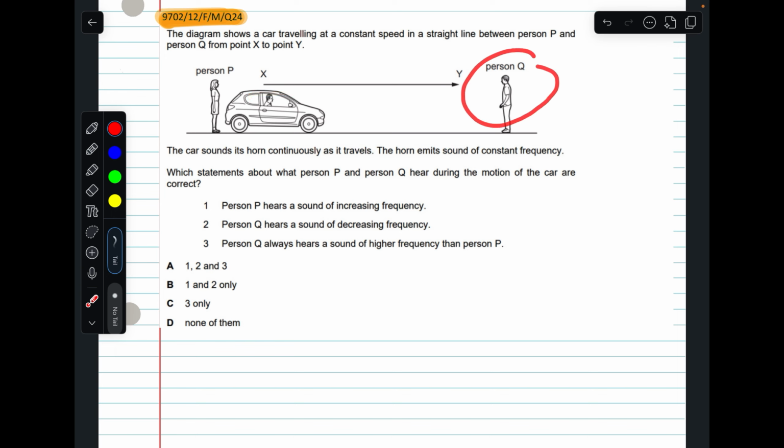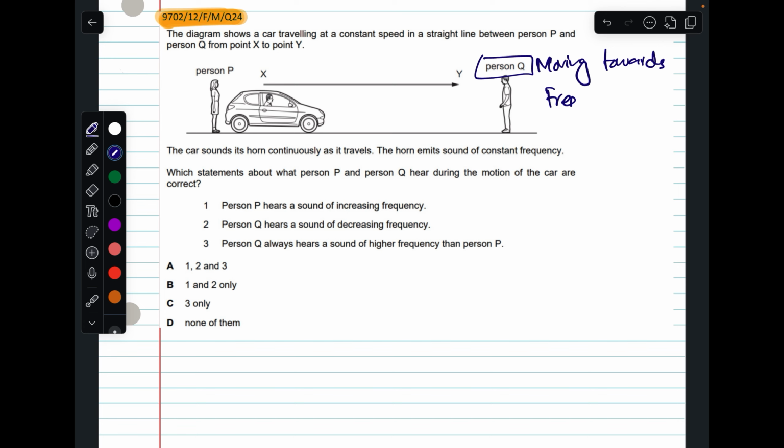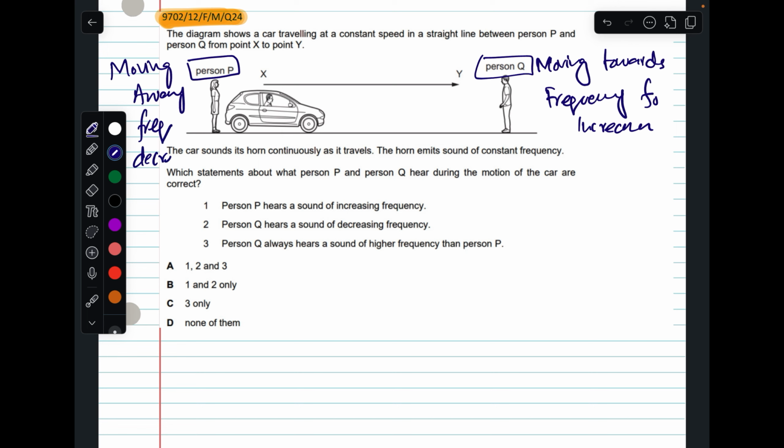For Q, we can say it's moving towards, so the frequency increases. Which frequency? F naught, the observed frequency. For person P, you can say it's moving away, so the frequency decreases. So now let's look at the options.